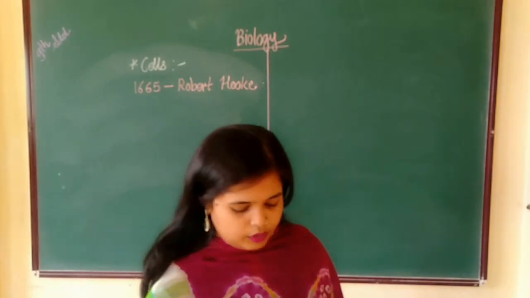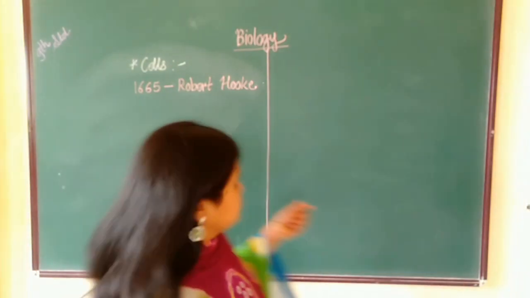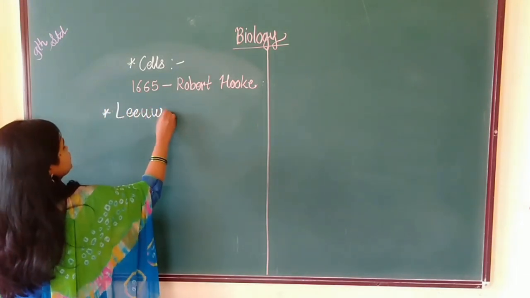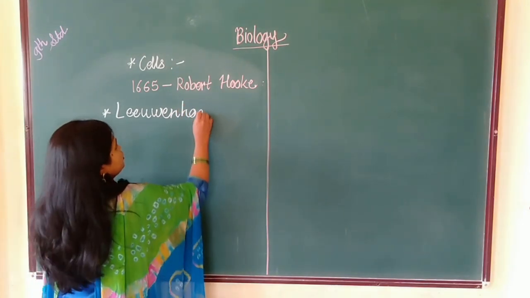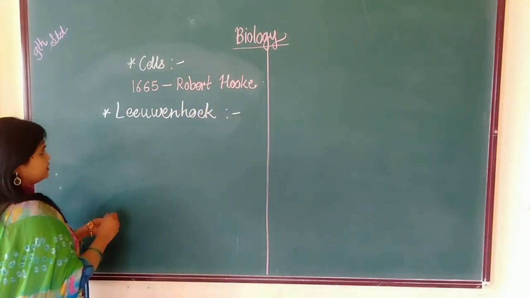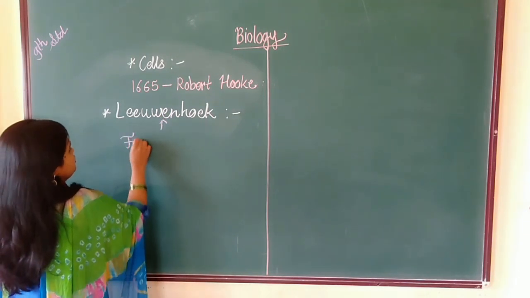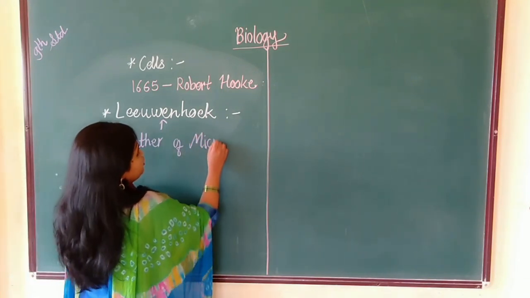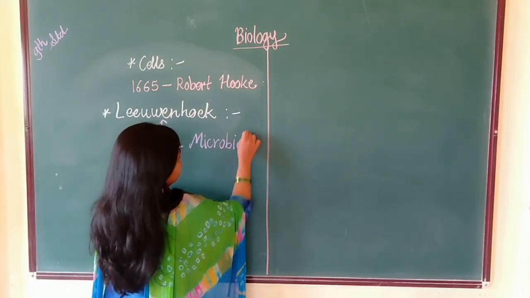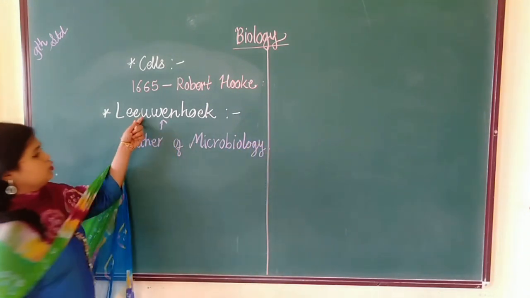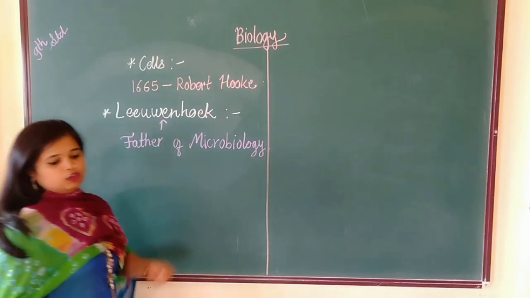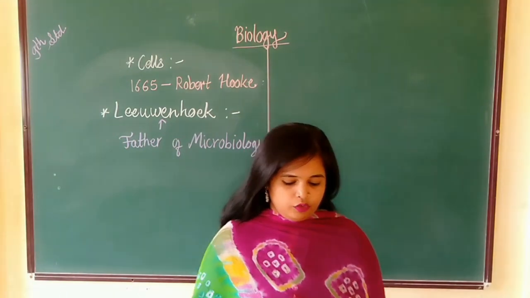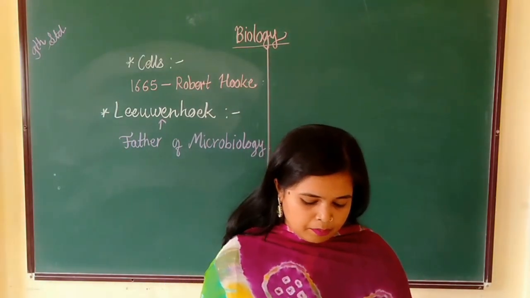This scientist is also known as the father of microbiology. You should know the name of this scientist, Leeuwenhoek. He is known as the father of microbiology because for the first time he observed microorganisms with the help of the microscope. He discovered the free living cells in the pond water and named these cells as microorganisms.